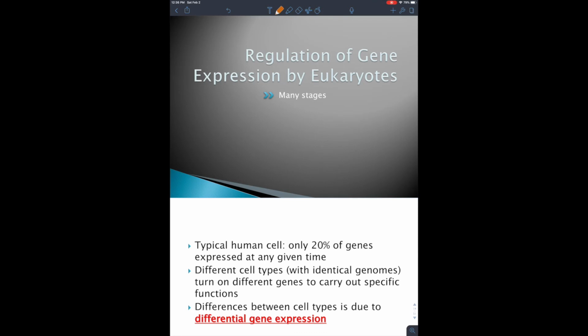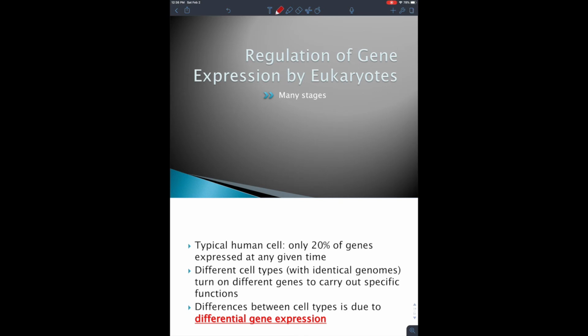All right, so we've talked about how a lot of your DNA doesn't really code for anything. It's just junk DNA. It's left over. It's conserved from evolutionary changes. When we look at your typical human cell, only 20% of your genes are expressed at any given time. So there's 80% that are turned off and they're not doing anything.